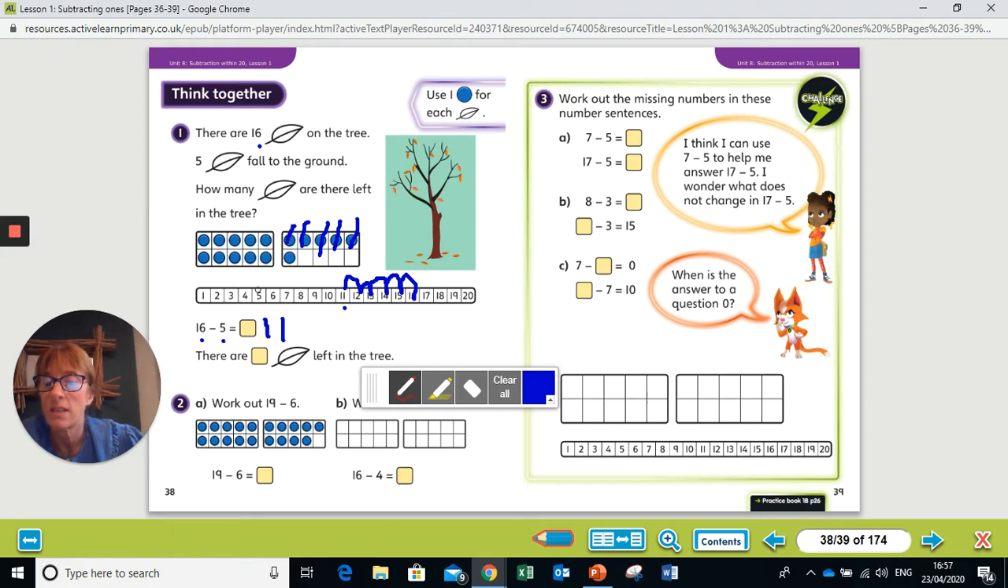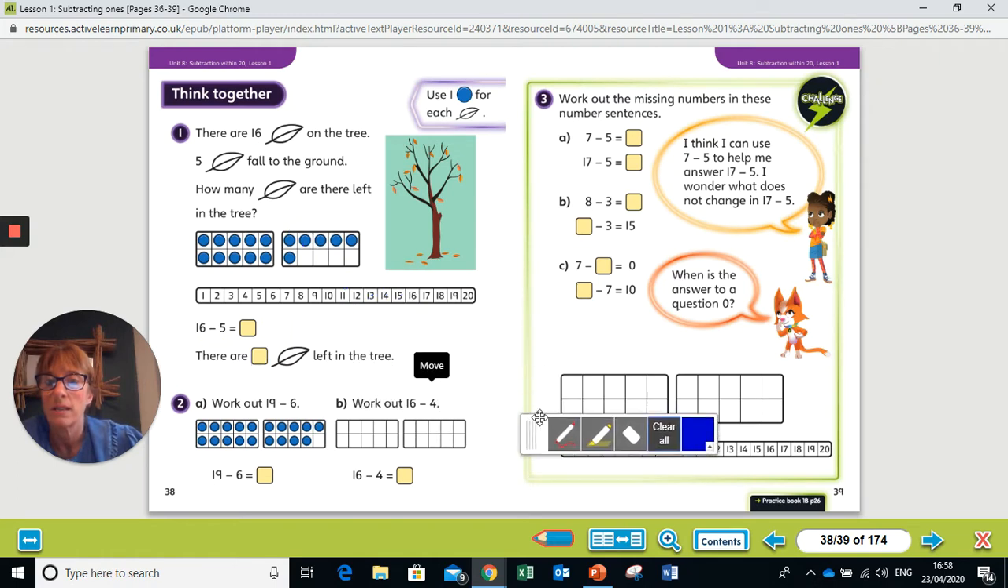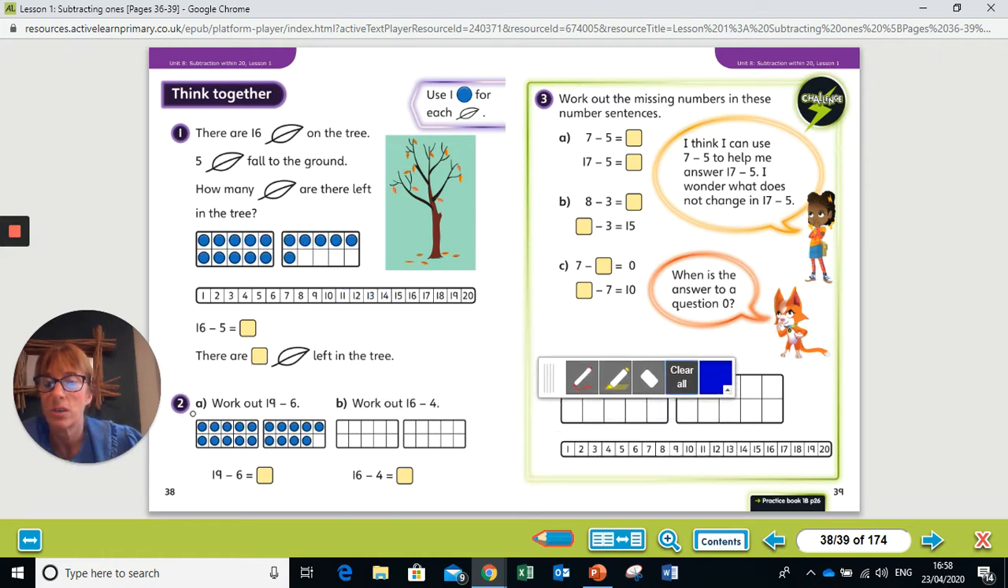So we've checked it on the tens frame, we've checked it on the number track. So there are 11, here's our answer, our number sentence. There are 11 leaves left in the tree. We've done that because we had 16 take away 5. Brilliant. Let's move on to this question. Work out 19 take away 6.